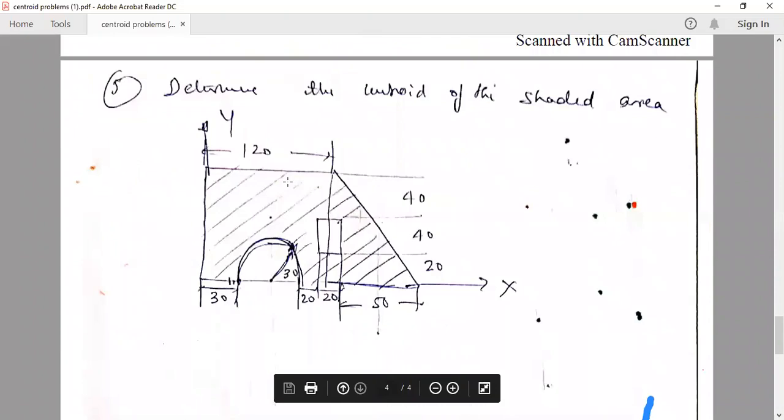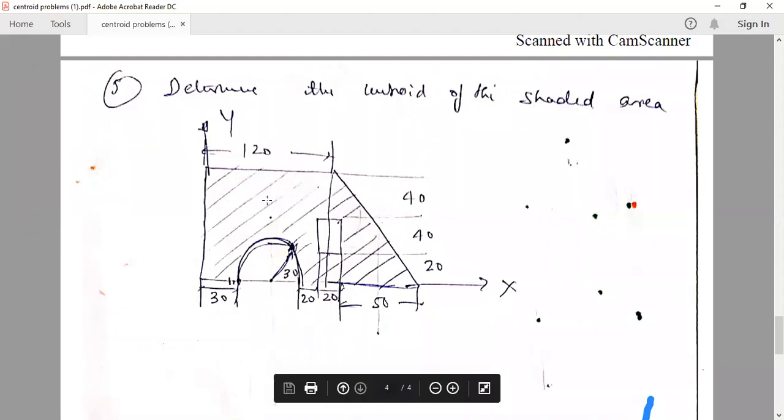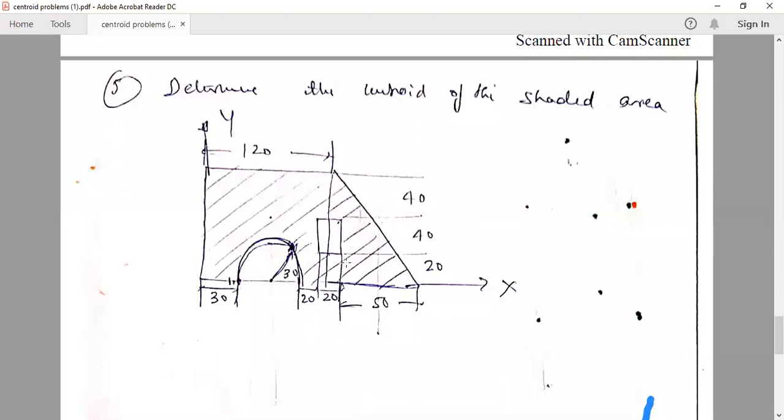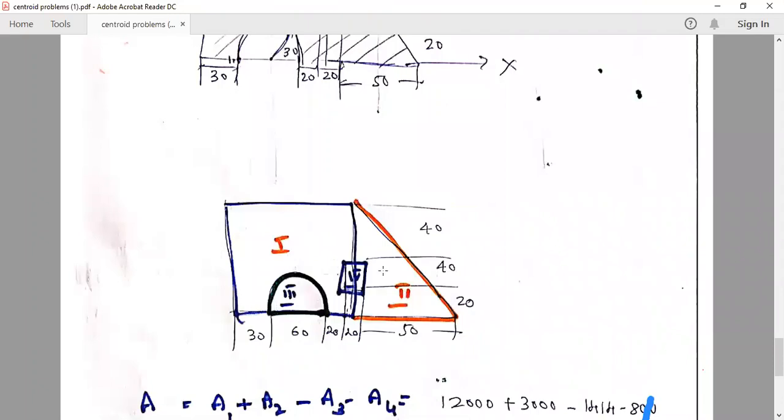Okay. So you can see one rectangle, one triangle, and these two void areas. Out of this total shaded area, you deduct this semicircle and there is one rectangle. These two are not shaded. So the total area will be A1 rectangular area plus triangular area minus semicircular area minus rectangular area. Like that, 1, 2, 3, 4. So we can divide into 4 shapes.